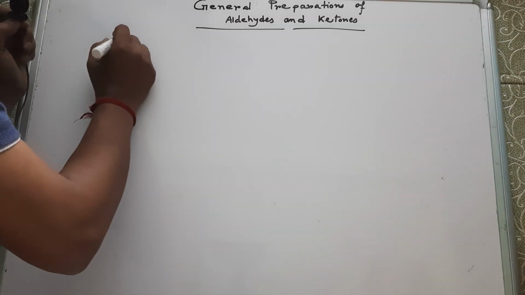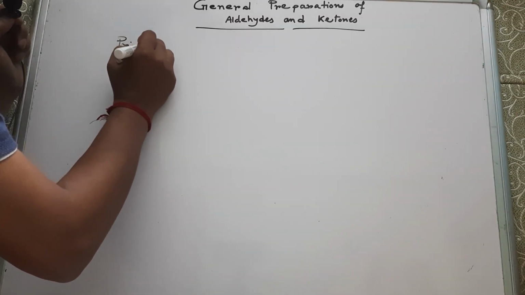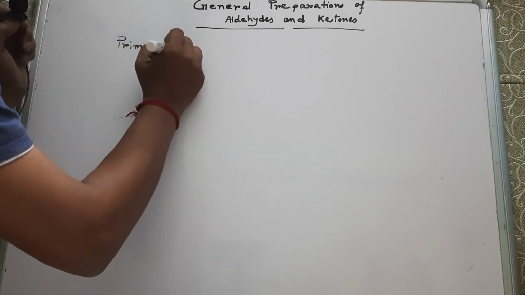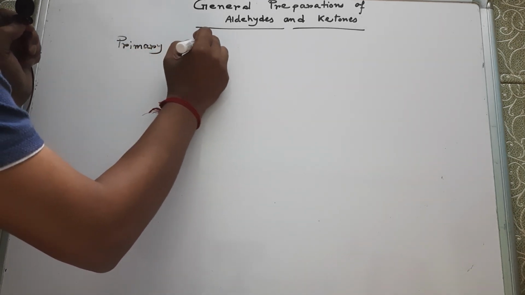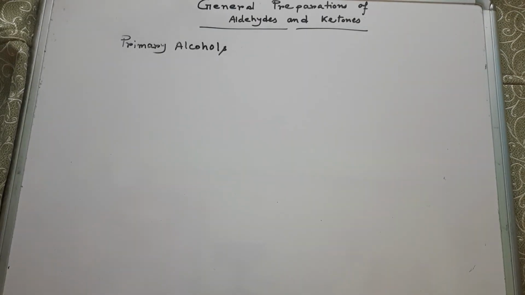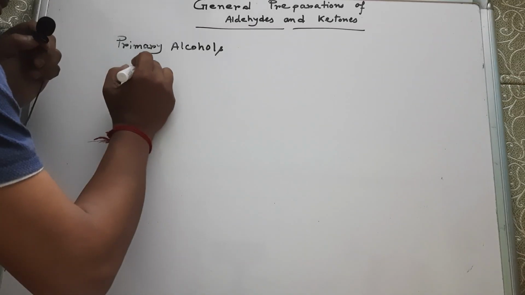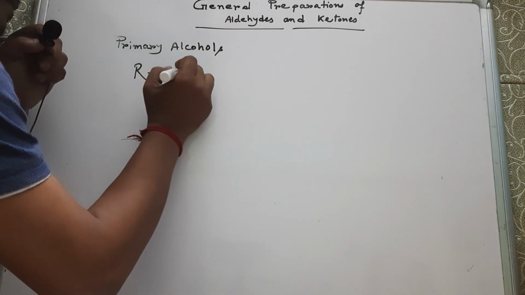So at first, one thing, primary alcohols. I am starting from primary alcohols. Okay, so what are primary alcohols? Primary alcohols are like this: CH2OH.